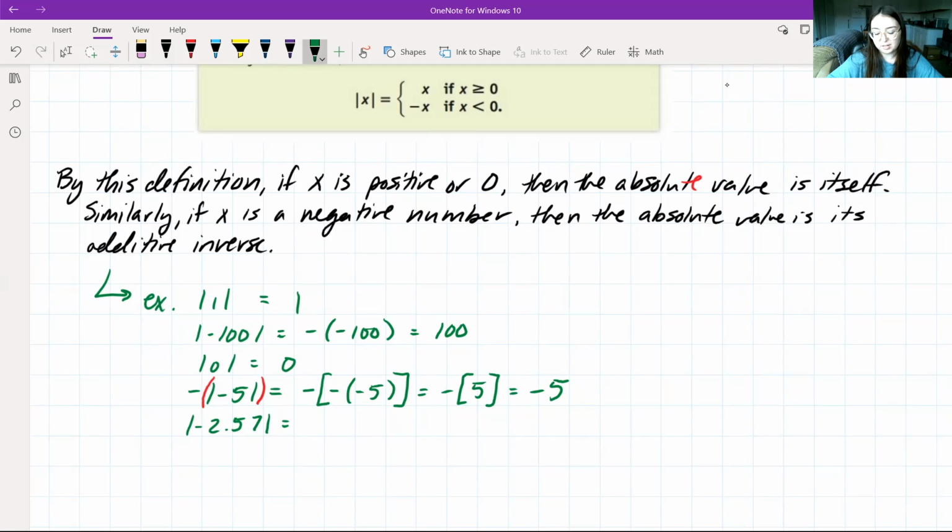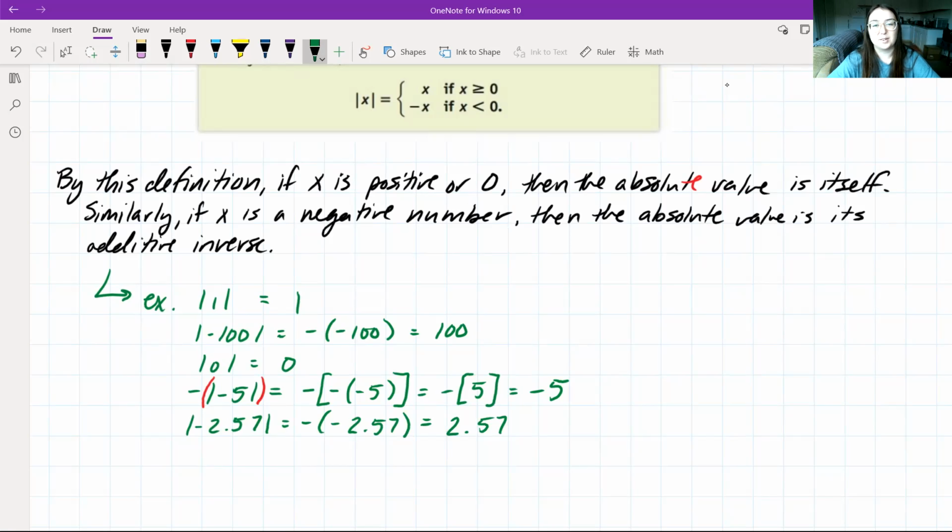Then finally, we have a number like the absolute value of negative 2.57. Basically, we just have a decimal here, but the same rules still apply. We still get these double negatives here. So we get a negative negative 2.57, which gives us a positive 2.57.